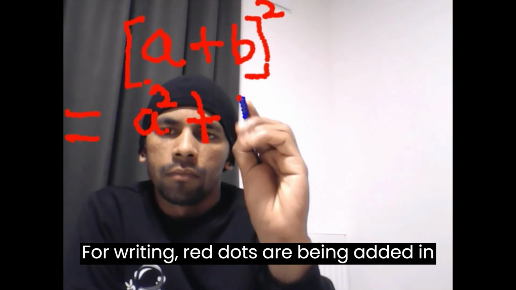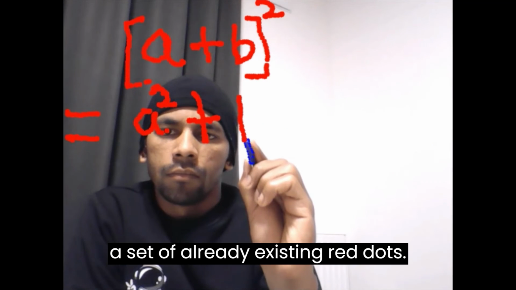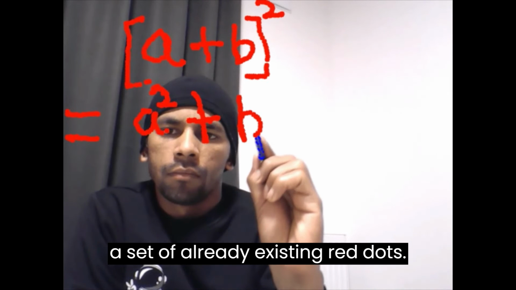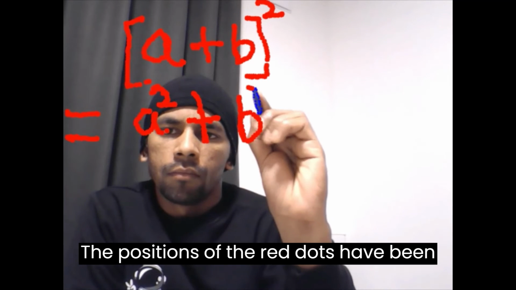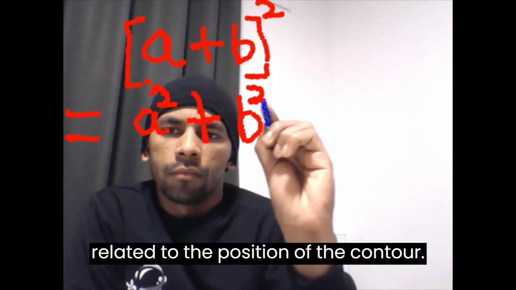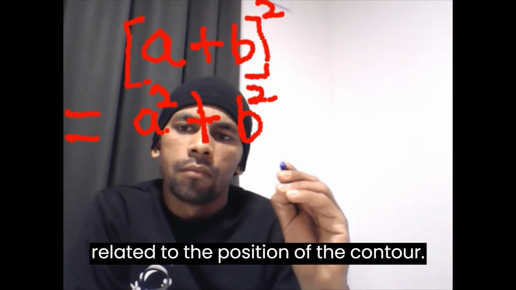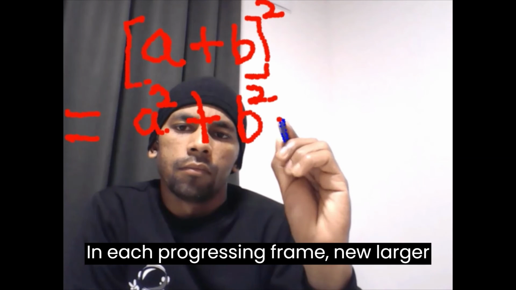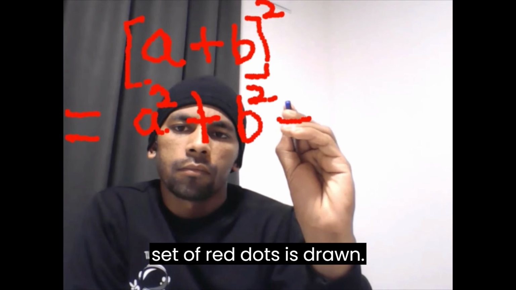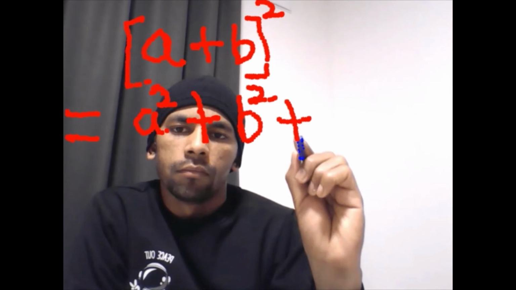For writing, red dots are being added to a set of already existing red dots. The positions of the red dots have been related to the position of the contour. In each progressing frame, a new larger set of red dots is drawn.